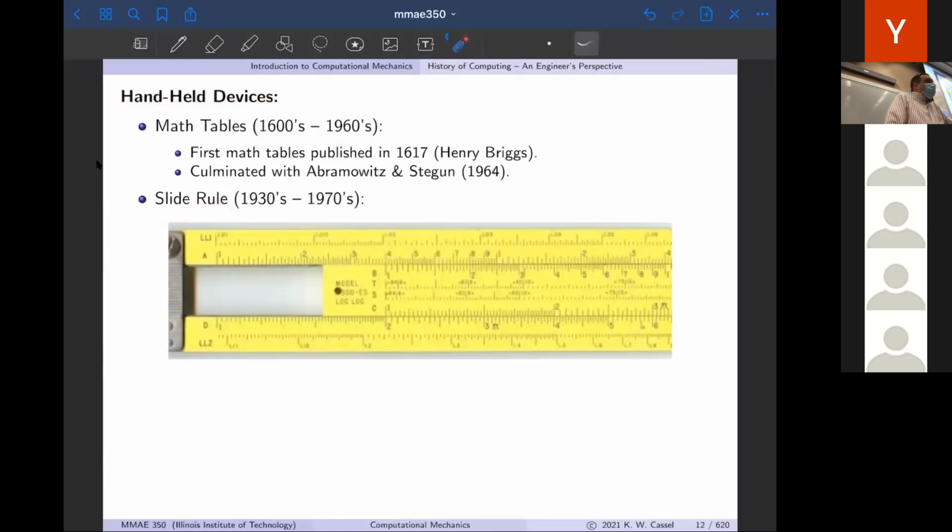If you have a parent or grandparent that was an engineer or scientist, they probably have a slide rule, or else they had one. I actually have my dad's. This is my dad's slide rule. So these started, actually the history goes back before 1930, but from an engineer's point of view, this lasted for about 40 some years, 30s through the 1970s.